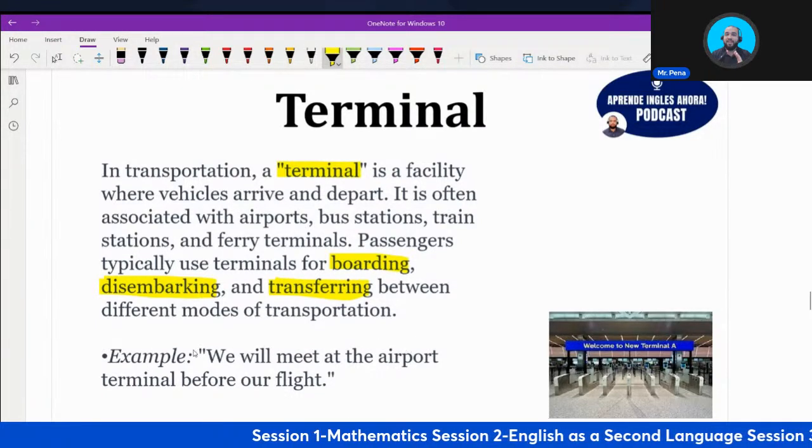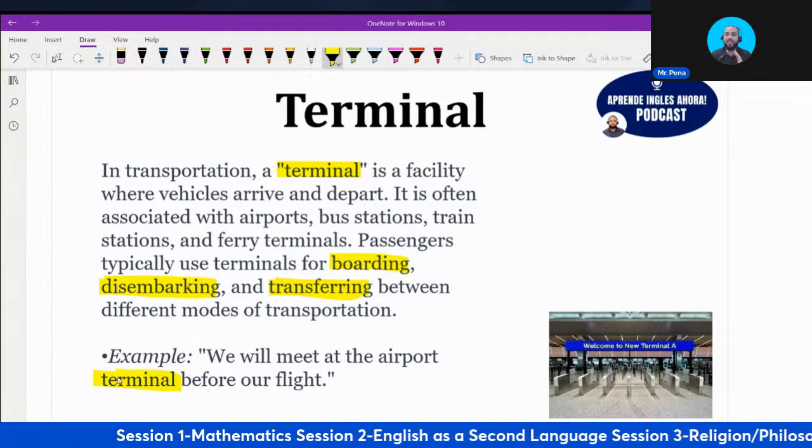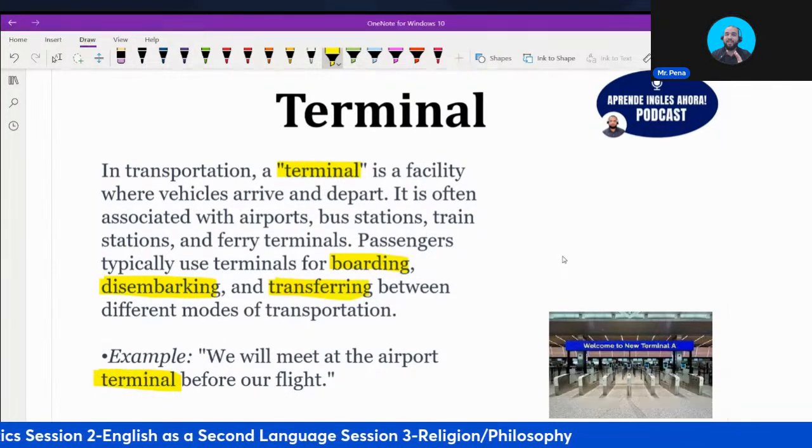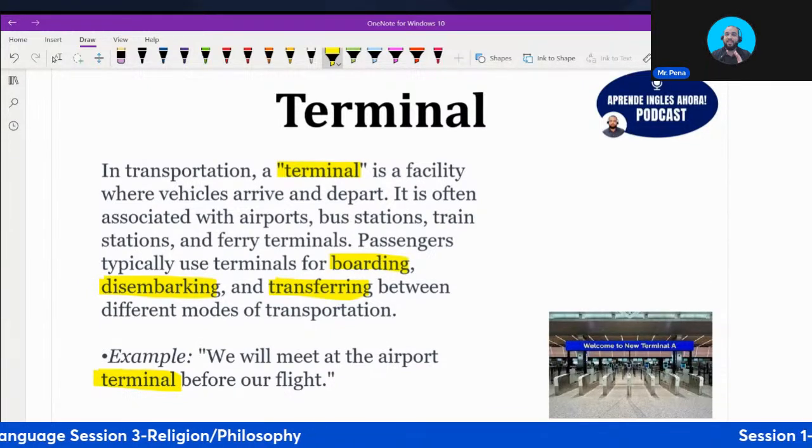So we will meet at the airport terminal before our flight. So Terminal A, there's Terminal B, Terminal C. They like to name terminals in chronological order.